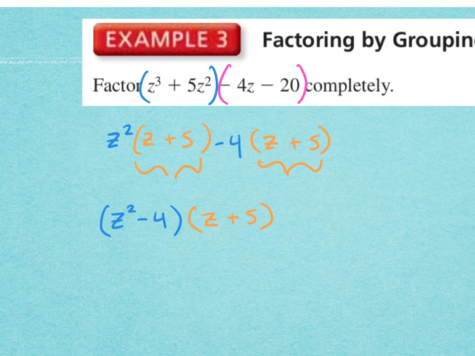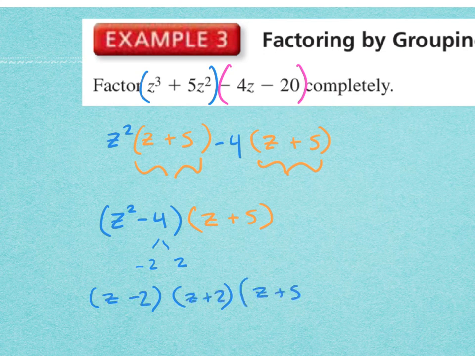Now this one we can do one more step because we have the z squared minus 4. Do we have 2 factors of negative 4 that add up to 0? Negative 2 and positive 2. So what would we get here in our parentheses? Z minus 2 and Z plus 2. And then we still have that Z plus 5. So this is our final answer.